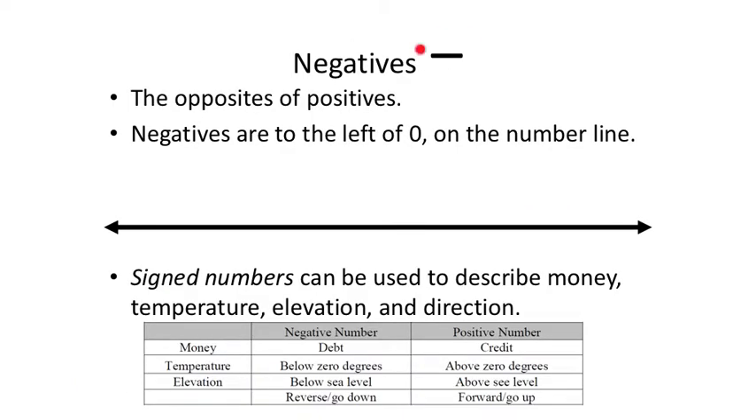All right, so negatives. There's our negative symbol. We've seen it. It's the opposite of positives. Negatives are to the left of 0 on the number line, which we just saw. Maybe I jumped the gun on that. So there's 0. Again, if this is 1, its opposite would be -1.